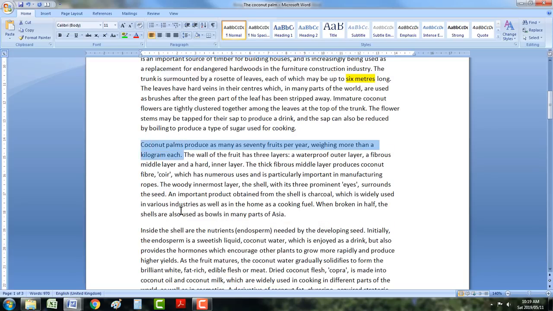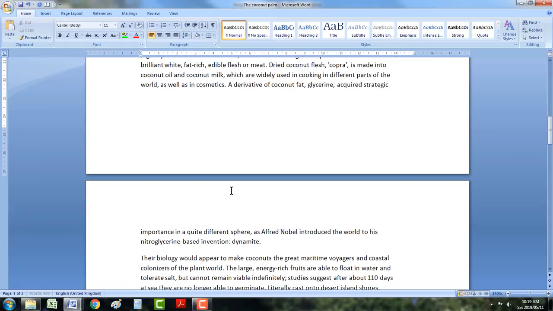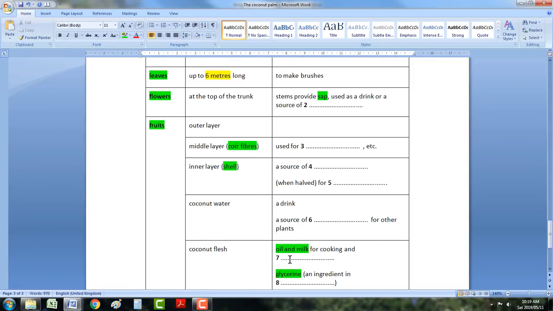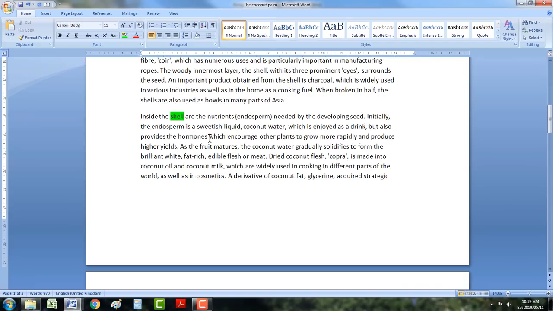A good idea with this stage is just the first sentence. It often, not always, it often gives you a clue. It gives you important information. So there, for example, is fruits. Shell, I remember shell. Shell over there. Let's try and find oil and milk and glycerin. It'll be after shell. And there you go over there.